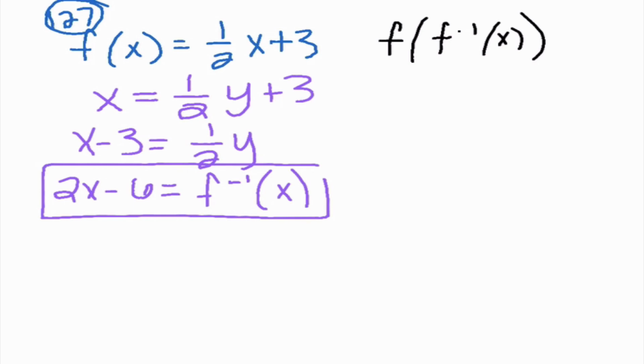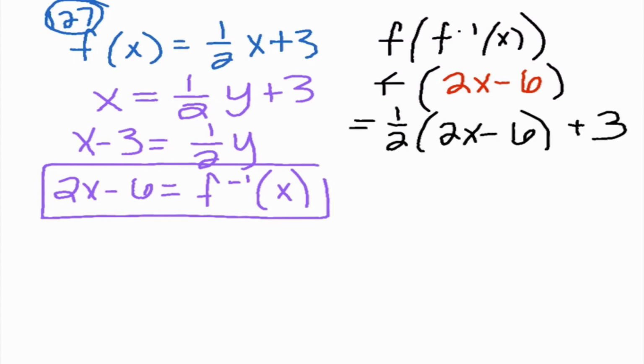Now we need to actually prove this. We call this verifying that things are inverses, and we do this using composition. So I'm writing f of 2x minus 6, because all I did was replace whatever was inside, which we know is our input, with what the inverse was actually equal to. And this means that in function f, wherever there's an x, I'm replacing it with 2x minus 6. So I have 1/2 times 2x minus 6 plus 3, which becomes x minus 3 plus 3, which is x.